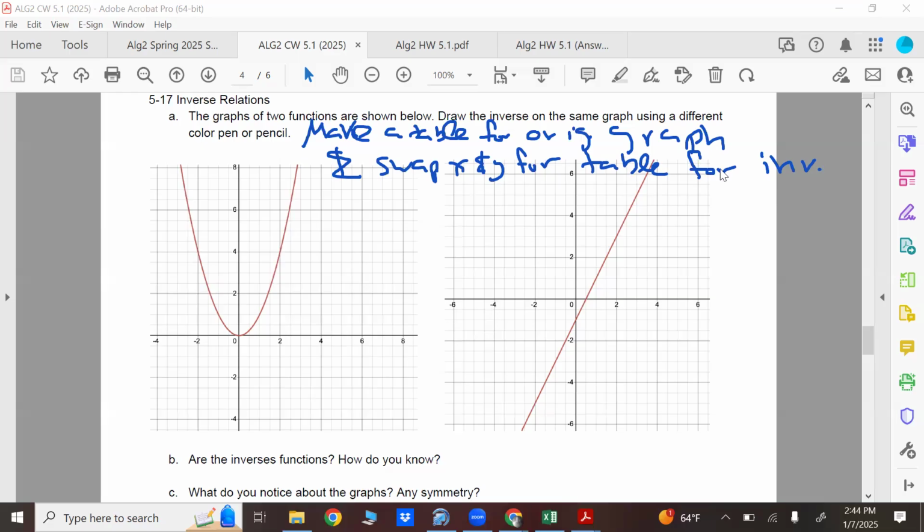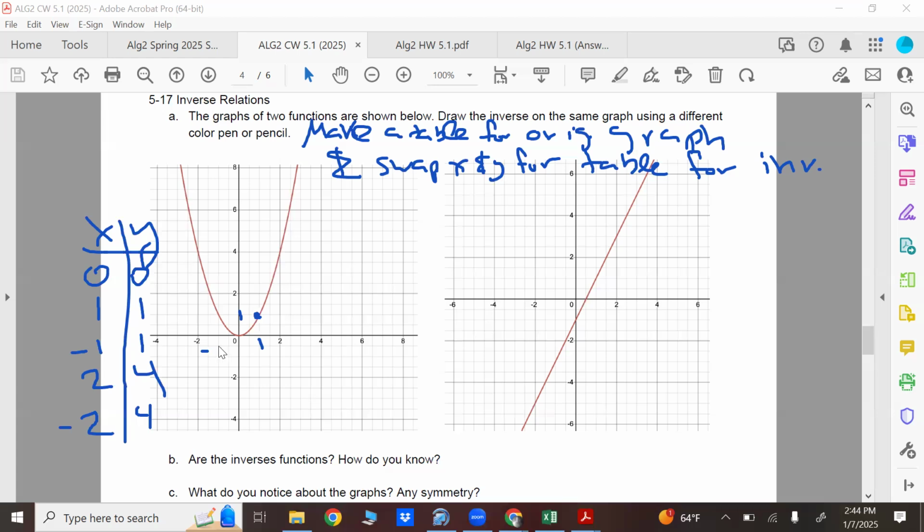So let's make a table for the graph off to the left, the parabola. Give me some values that would make the table happy. 0, 0. Keep going, Nathan. 1, 1. Negative 1, 1. Not 2, 2. 2, 4. 2, 4, right? Okay, guys, this is 1 right here. That's 1.